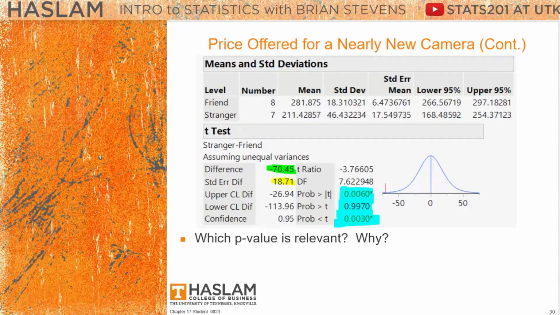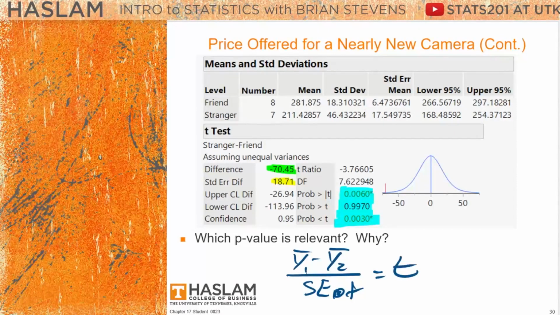Well, the difference is merely sample mean 1 minus sample mean 2. That's the difference. And then the standard error is the standard error of the difference, and that is equal to the t-statistic. Well, wait a minute. That means this value right here, that t-statistic, is merely the difference divided by the standard error. So if you take negative 70.45 and divide it by 18.71, you will obtain that value.